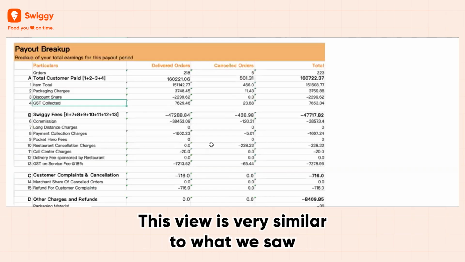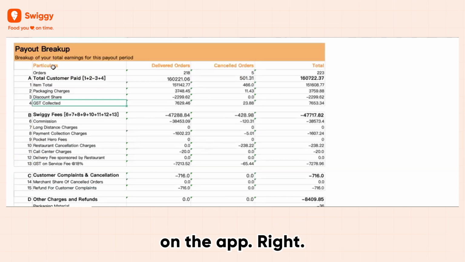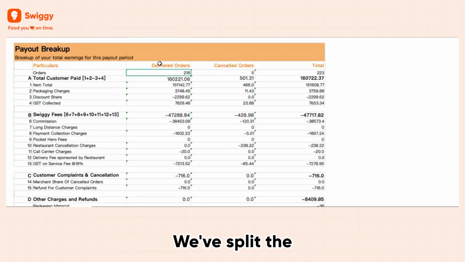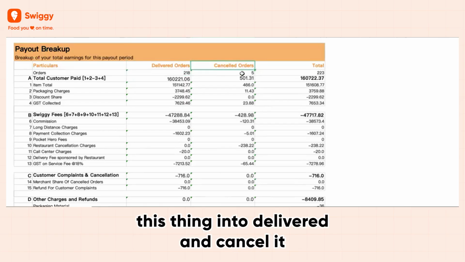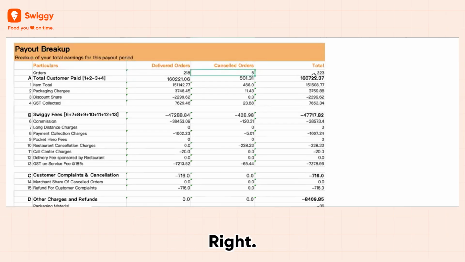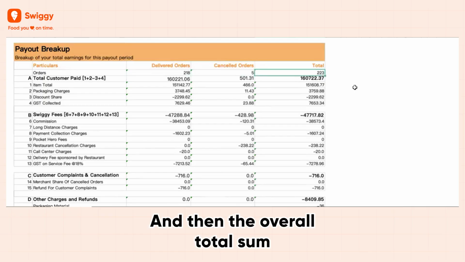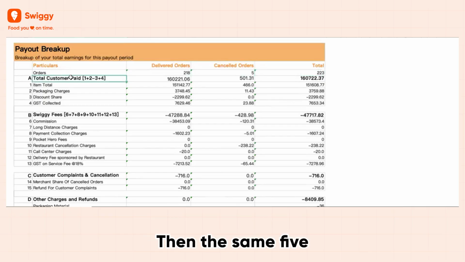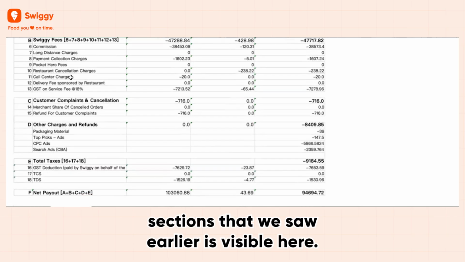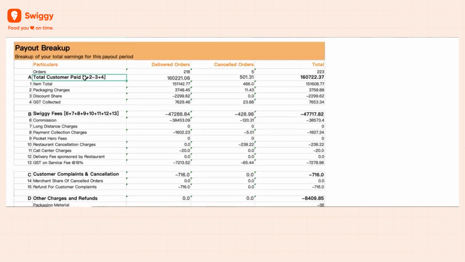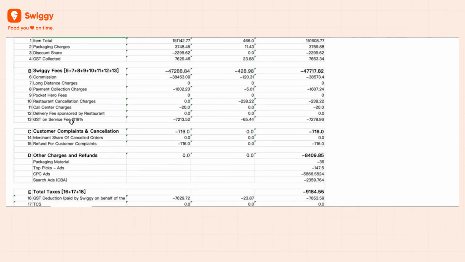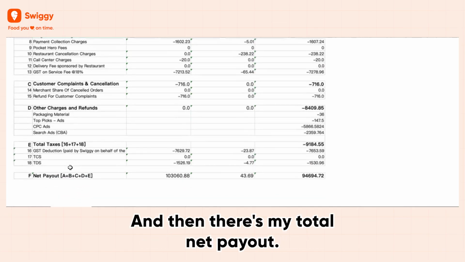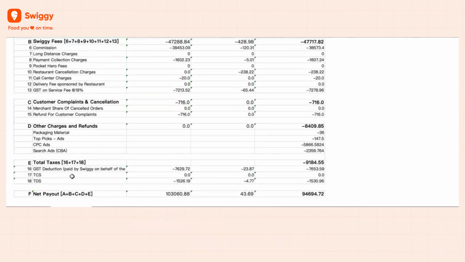This view is very similar to what we saw on the app. Orders will tell me the total number of orders. We've split this into delivered and cancelled for your ease of understanding, and then the overall total sum that I've been paid out for. Then the same five sections that we saw earlier are visible here. There's customer paid, there's fees, then there's complaints and cancellation, there's other charges and refunds, and then there's taxes, and then there's my total net payout.